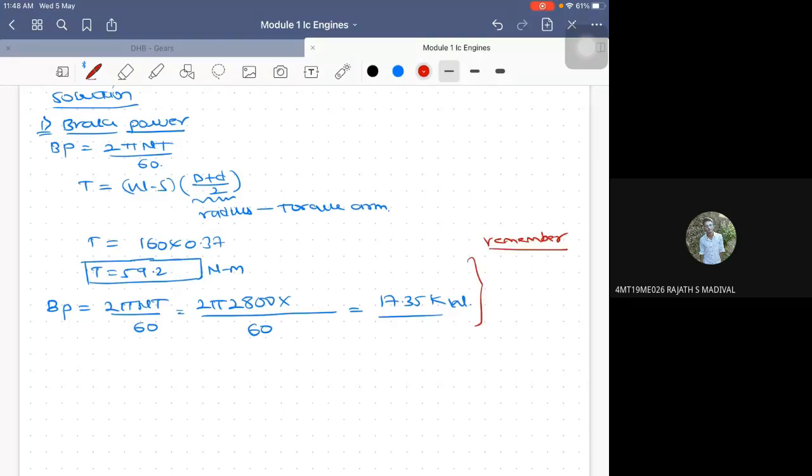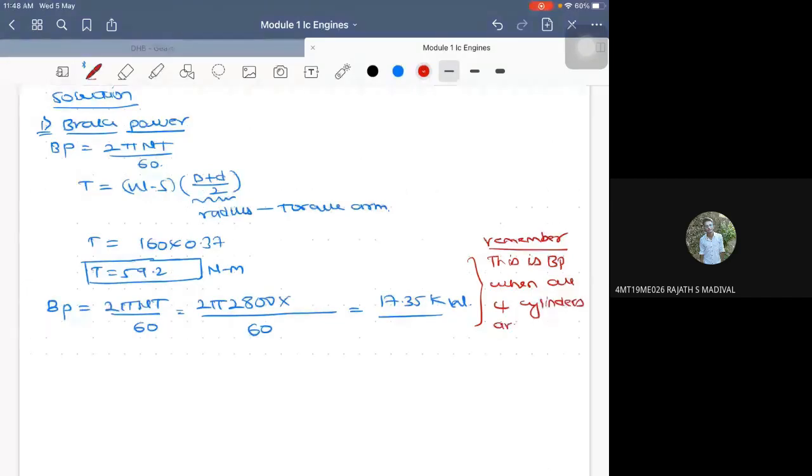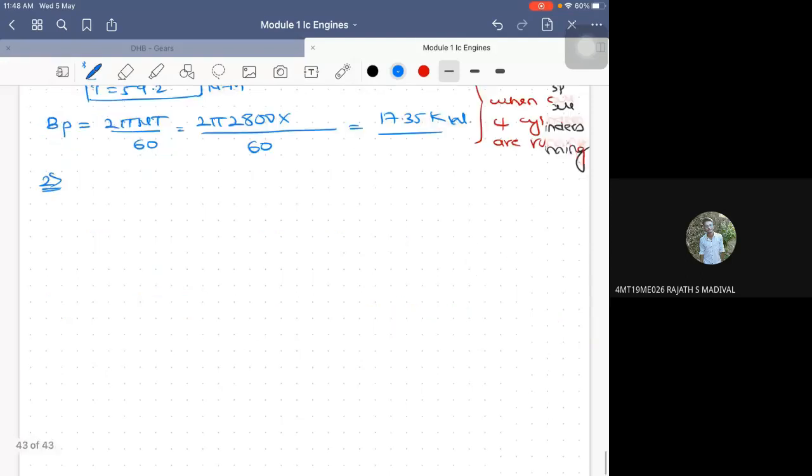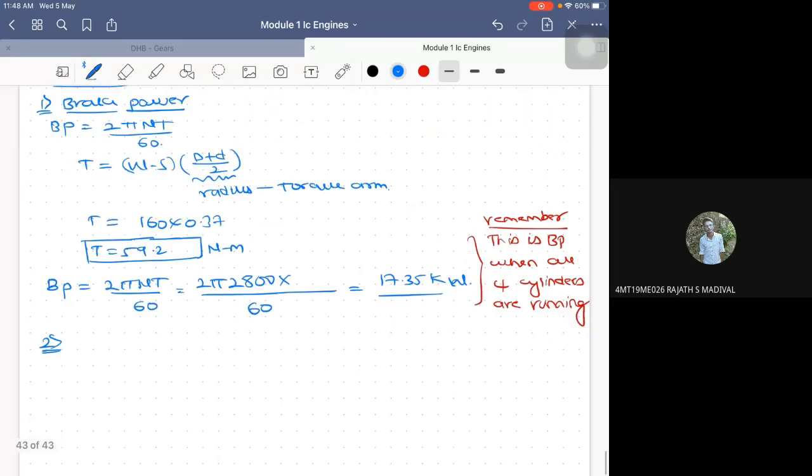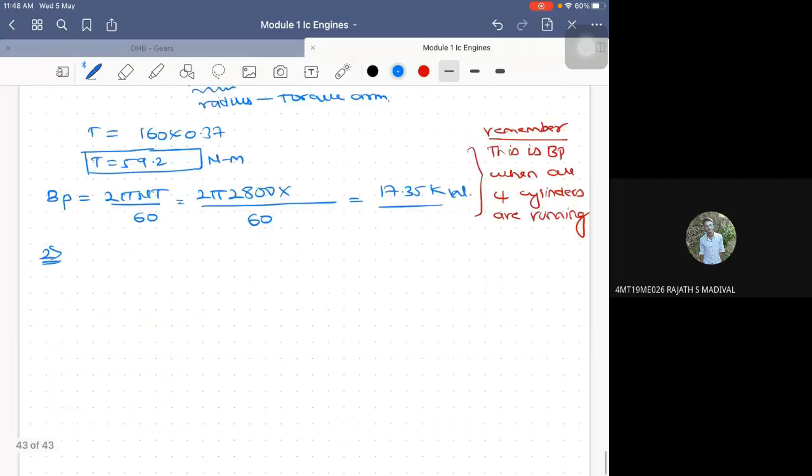So this is the brake power when all 4 cylinders are running. So the second thing you have to find out is the indicated power.